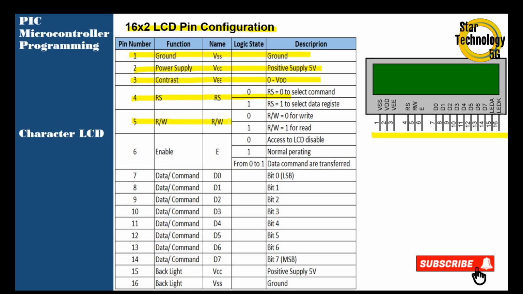Pin number 5 is the RW pin. You can read data from the LCD or you can write data to the LCD. Pin number 6 is the enable pin. Pin number 7 to 14 are data pins. You can send data in 8-bit mode. In 8-bit mode we use all bits 0 to 7, and in 4-bit mode we can only use pin 7 to 4. And if there is a built-in backlight, then pin number 15 and 16 we use to provide the supply to the backlight.